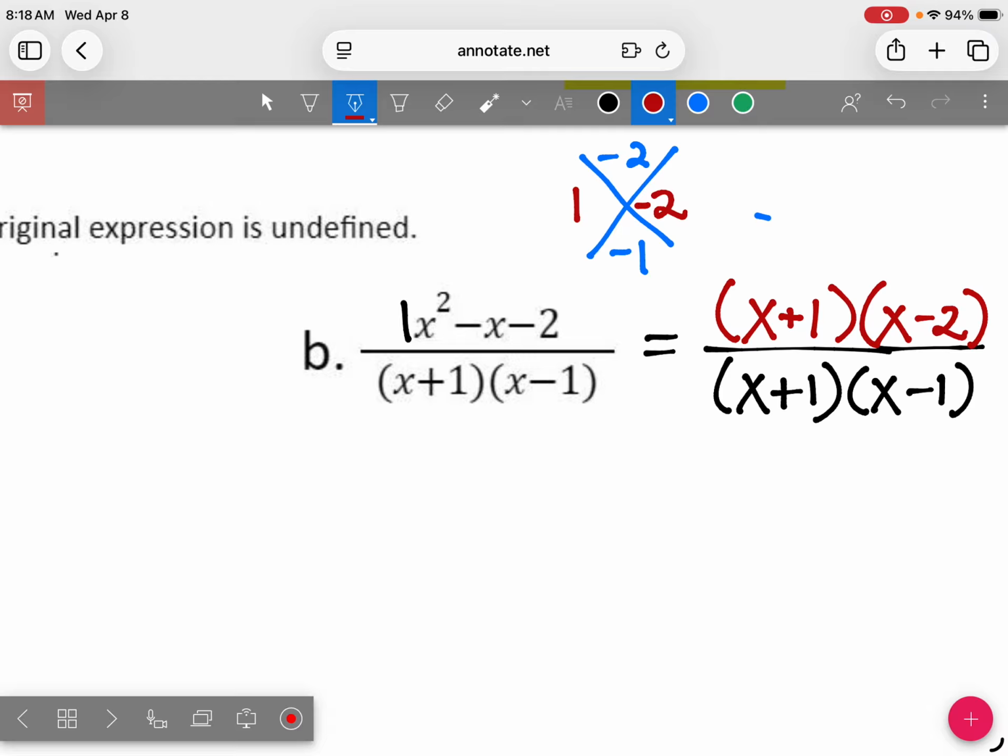Now that it is factored down, we can look for a GCF. So what can I cancel out? What's top and bottom? x plus 1. Let's cross it out. And that's leaving me with a final answer of x minus 2 over x minus 1.